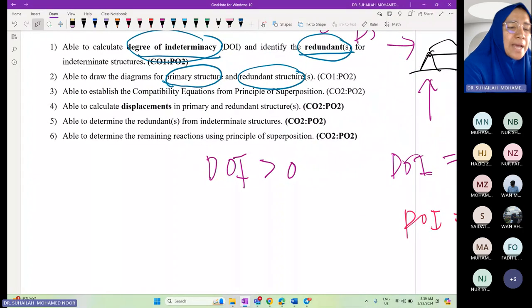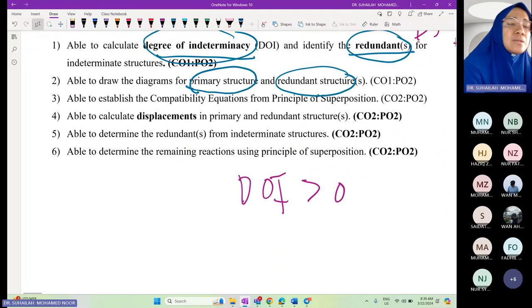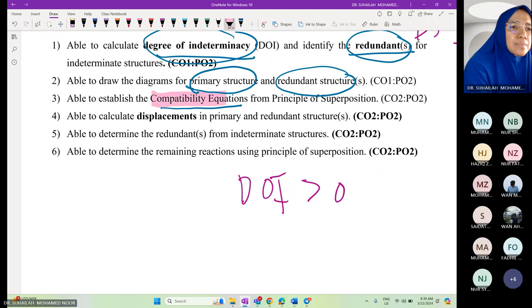After that, sebenarnya ada explanation kat bawah tu. Okay, after you understand what is primary structure and what is redundant structure, the next keyword is compatibility equation, which we will derive from the principle of superposition. However, the derivation is for the first time, for you to understand the process.